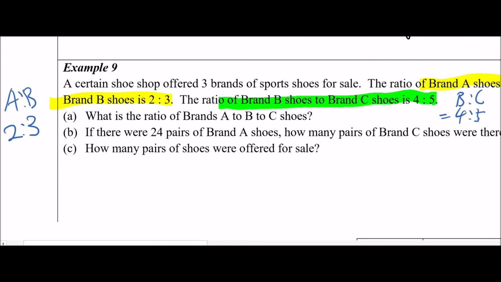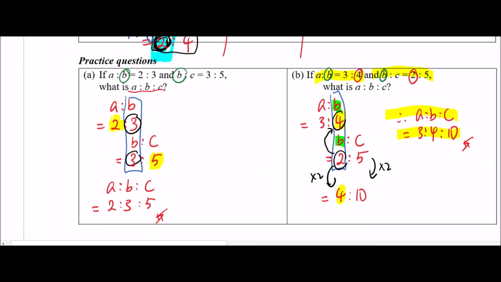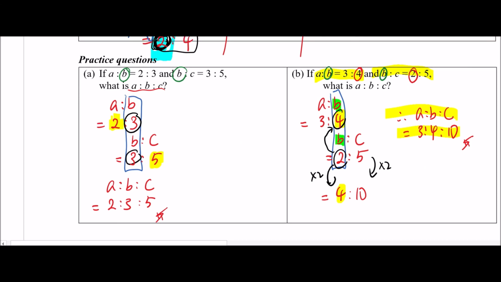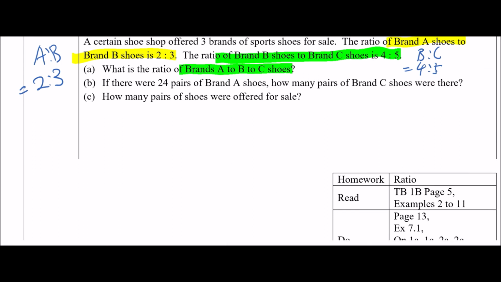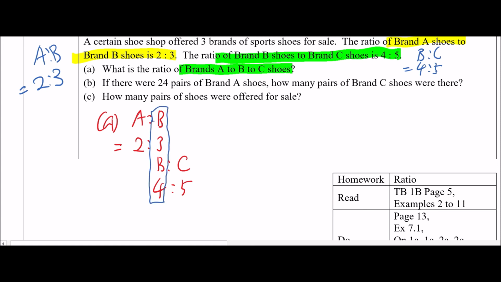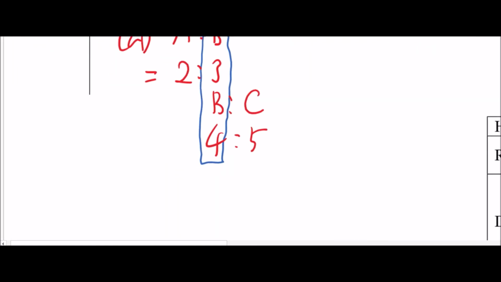All right. So what is the ratio of the brands A is to B is to C? This is the typical question that we have been doing over here, right? We are given 2 different ratios. We are told to combine the 2 separate ratios into one single ratio. So let's do it immediately. Okay, we have A is to B is 2:3, while B is to C is 4:5. So again, I align my B, the 2 ratios together, so we can see very clearly.